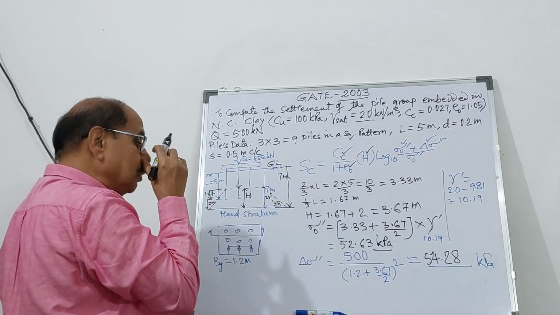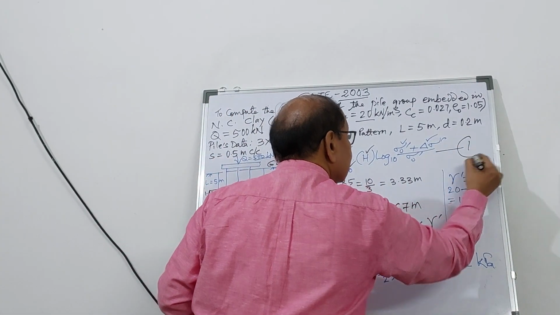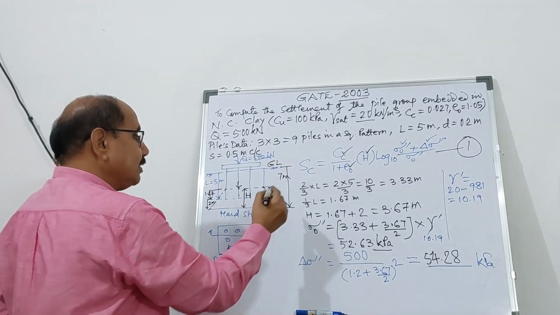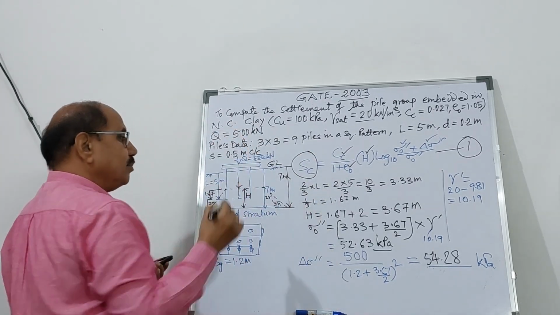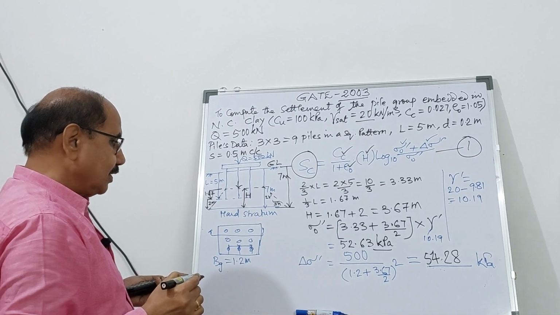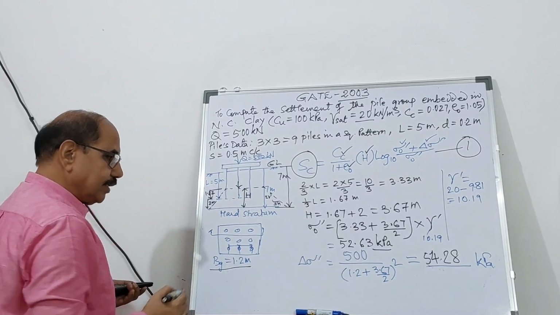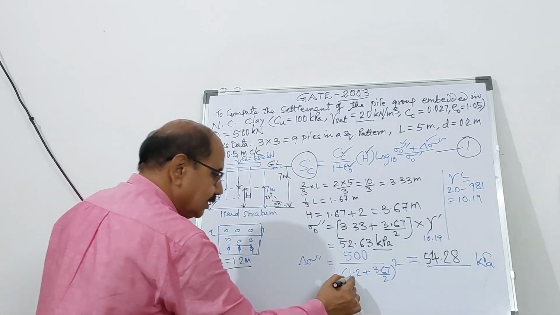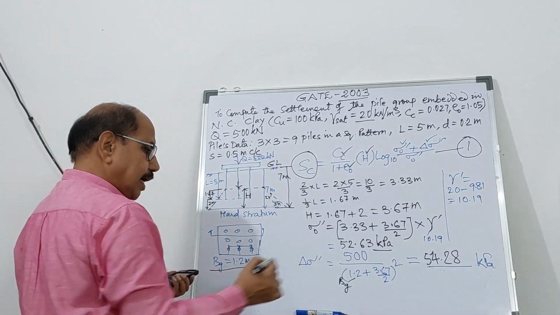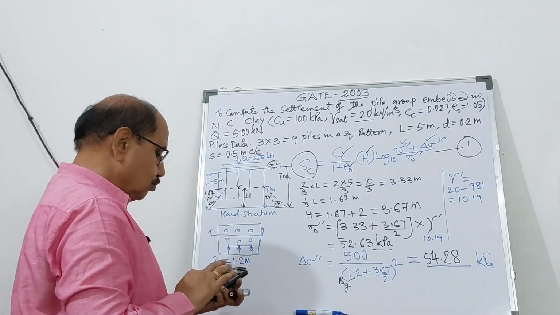So all the values being known, now we can substitute in this formula and get the value of settlement of the pile group, SC. So SC is very simple to be calculated. You need to calculate the width of the group, which is here, BG, and you can calculate this. And therefore, let us now substitute.